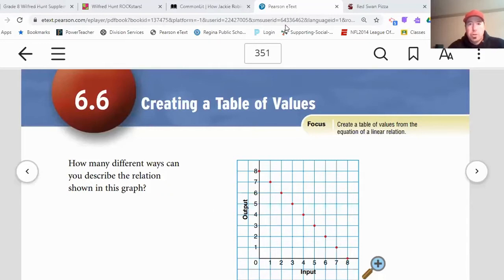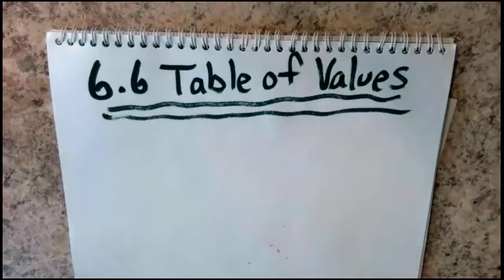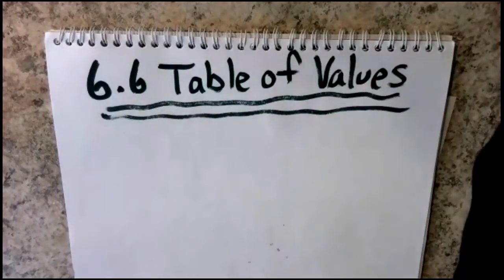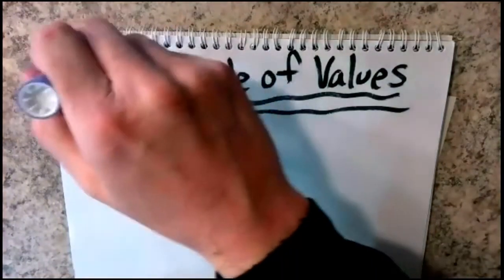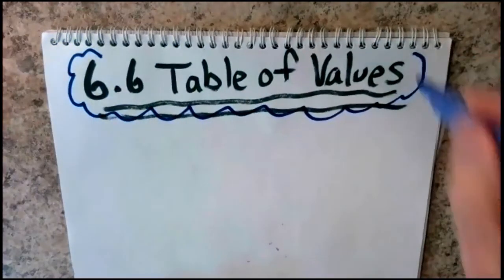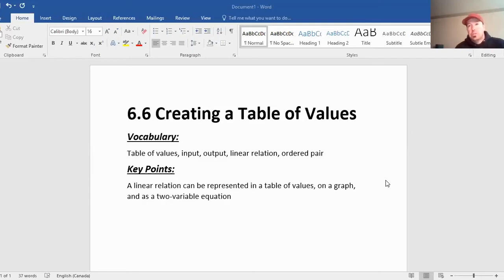So what I want you to do right now is take out a piece of paper, if you can find one, and write down your title like we normally do. 6.6, table of values. Add a little color in there. Why don't you make it look a little nice. There's some key terms we are going to be looking at today. We are going to be looking at a table of values, with input, output. We're going to be talking about linear relations and an ordered pair.